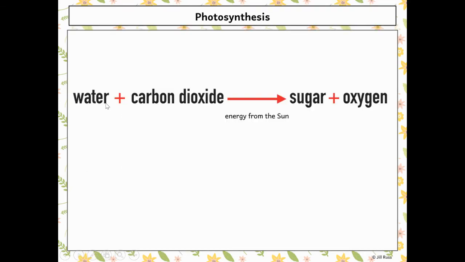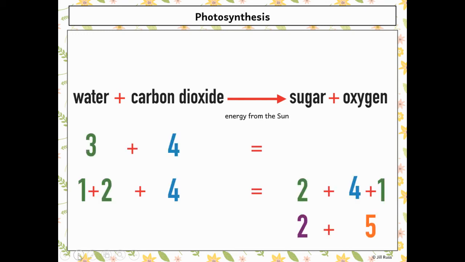Here is a formula for photosynthesis. It's kind of like a math equation. Water plus carbon dioxide and energy from the sun gives us sugar and oxygen from the plant. So it's kind of like a math equation. So if I kind of thought about it, it's like 3 plus 4 equals, or 1 plus 2 plus 4 equals 2 plus 4 plus 1. It's the same thing, just written for photosynthesis, which is the food.